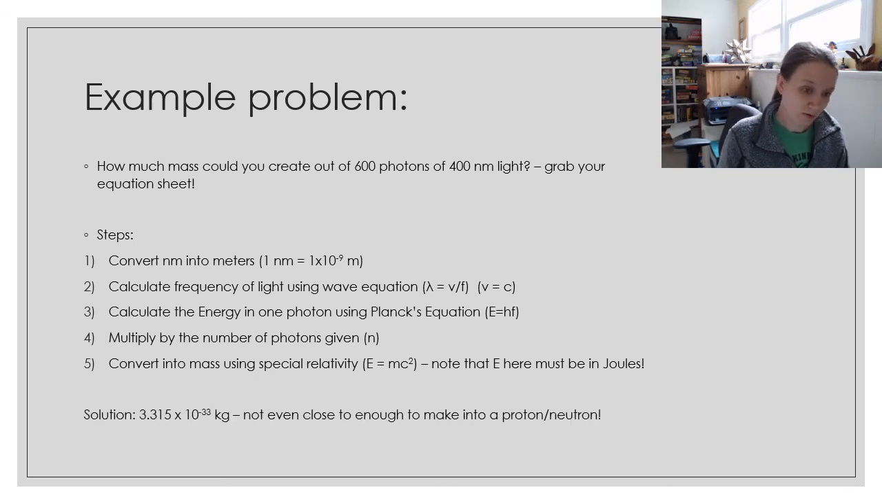The solution I arrived at was 3.315 times 10 to the negative 13th. Incidentally, that's a very, very tiny amount of mass, not even enough to make a proton or neutron, because of the way those equivalencies come together. So hopefully this sample problem made a little bit of sense to you, and you followed along with the steps that you would be using to combine all of these ideas that we've learned so far. Thanks for watching.